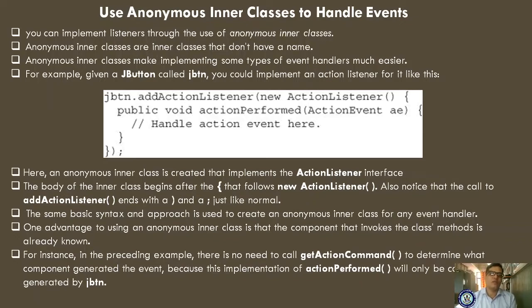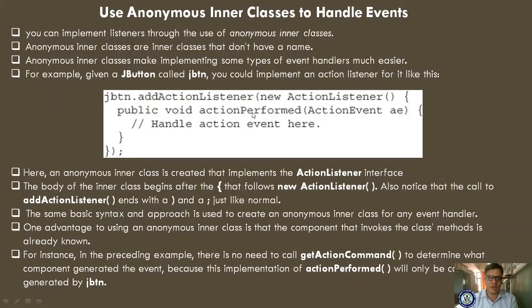If you want to implement the listeners, you place those listeners like this, as we explained. As we know, where the listener starts and where it ends, within that starting and end point we are using the inner classes. Those inner classes are nothing but the listeners you are developing and implementing. So the same basic syntax and approach is used to create an anonymous inner class for an event handler.